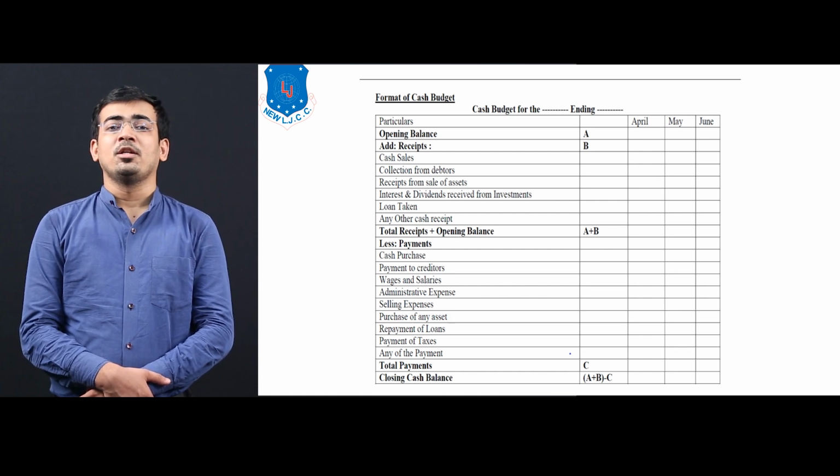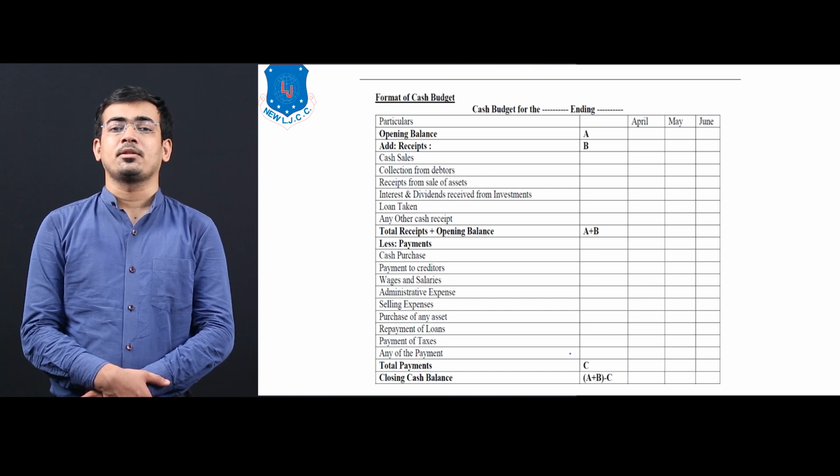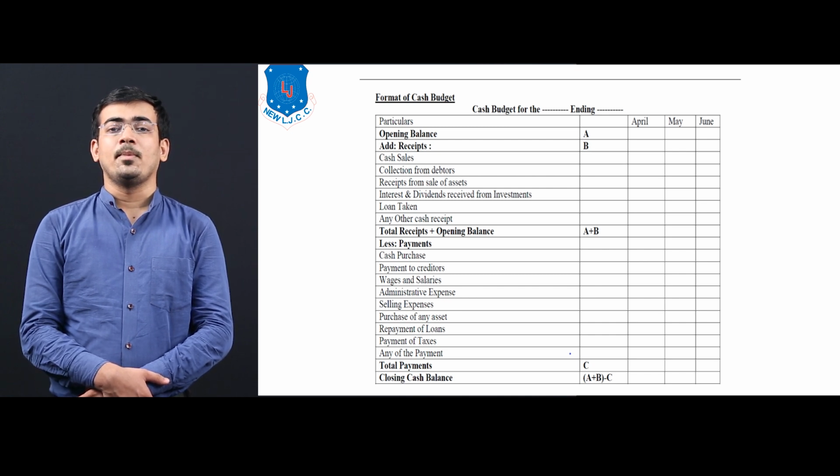First of all, on the opening balance side, that is the opening balance at the beginning of the cash budget. Then we have to add receipts like cash sales, collection from debtors. From total receipts, that is opening balance plus receipts, we have to deduct payments. Payments like cash purchase, payment to creditors, payment of taxes and payment of other expenses. After total payments, we receive the closing cash balance. The closing cash balance becomes the opening cash balance of the next month.